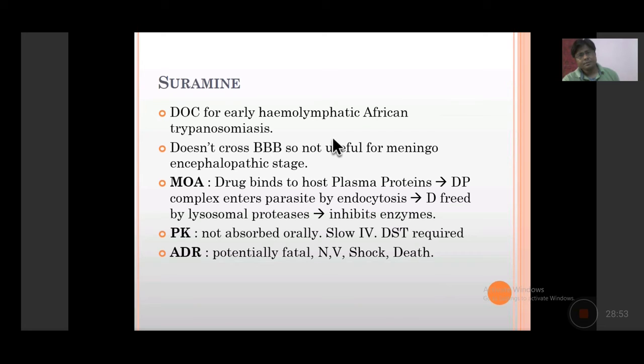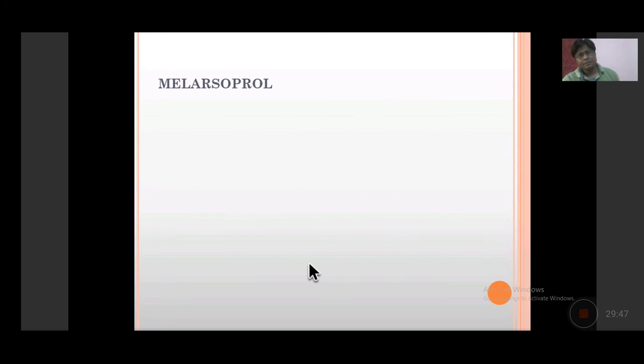The proposed mechanism of action is that the drug binds to host plasma protein and forms a complex. This complex then enters the parasite by endocytosis and is freed by lysosomal protease enzyme of the parasite, and then ultimately the drug reaches the lysosome inside the cell and inhibits various enzymes required for survival of the protozoa. Pharmacokinetics: it is not absorbed orally, so it is given by slow IV route, and drug sensitivity testing is required because it can cause hypersensitivity in the patient, and the ADR may potentially lead to shock and death, and hence DST is required.